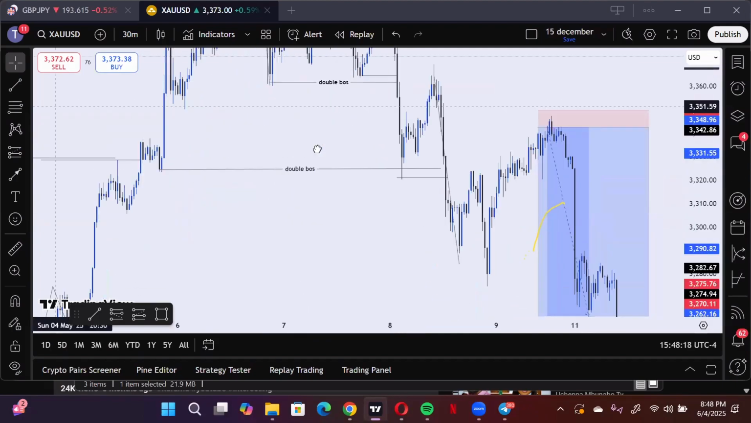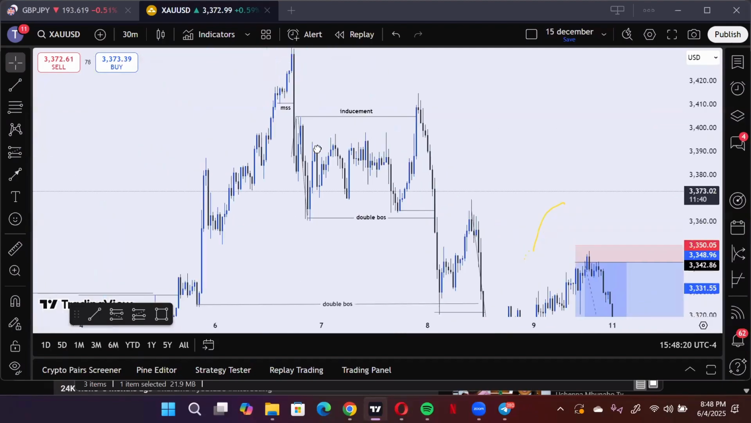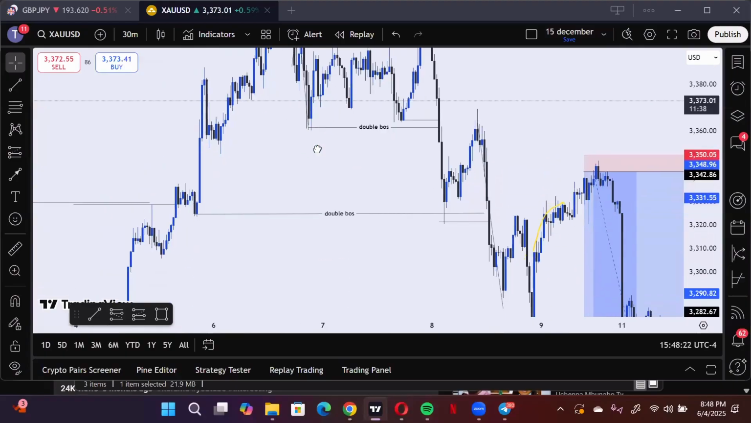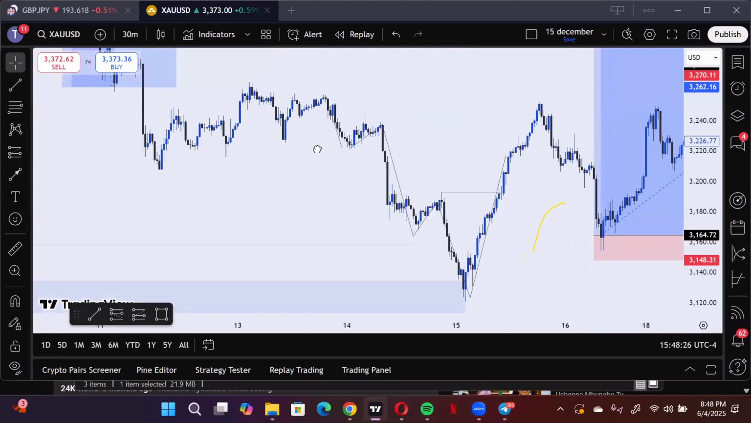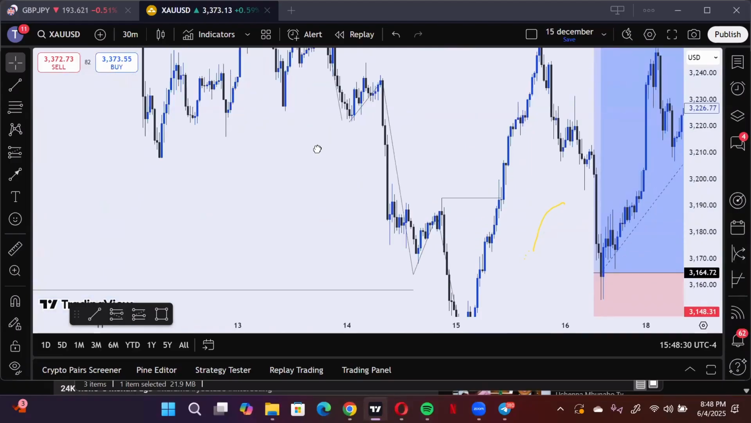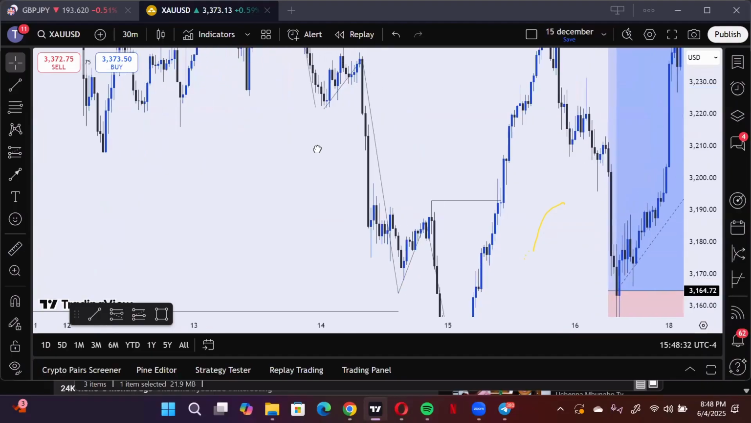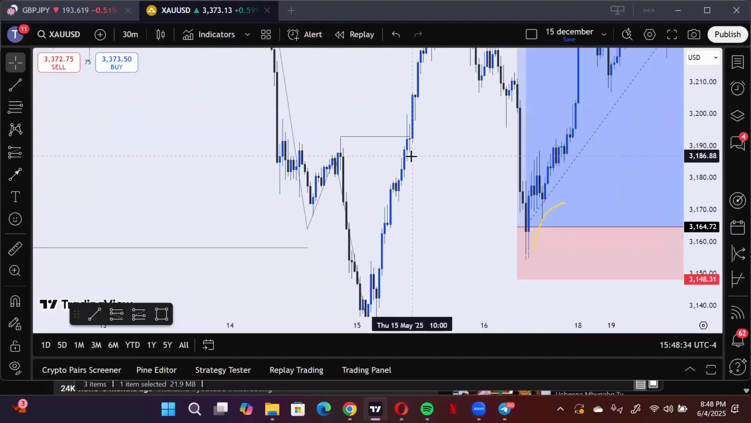So the pullback can be a single candle. It can be multiple candles. It all depends on the volatility of the market at that given moment. So as long as the market has given you a structure shift, the candle that pulls back is what your inducement is. So in this scenario here, same thing.